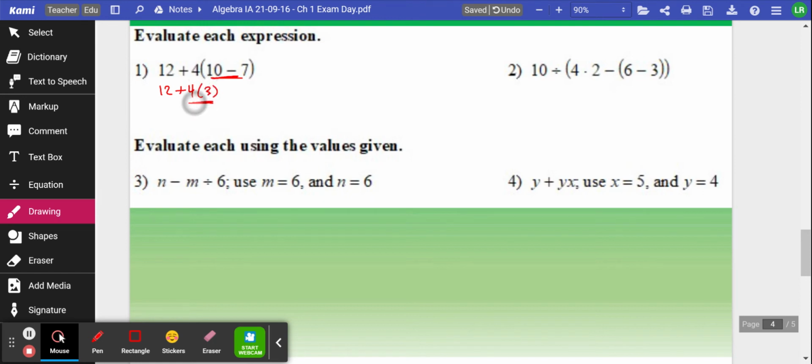Now I have to do my multiplication. Remember, multiply comes before addition. So 4 times 3 is 12. And then we have 12 plus 12, which is 24.